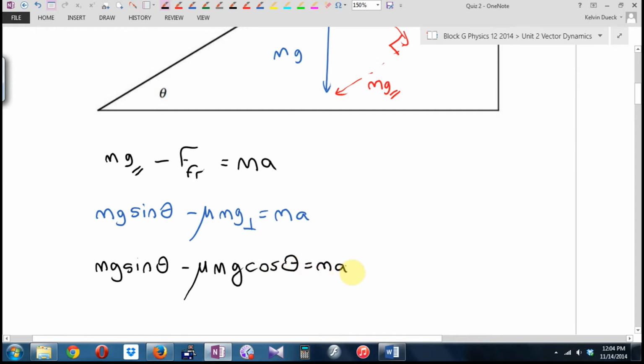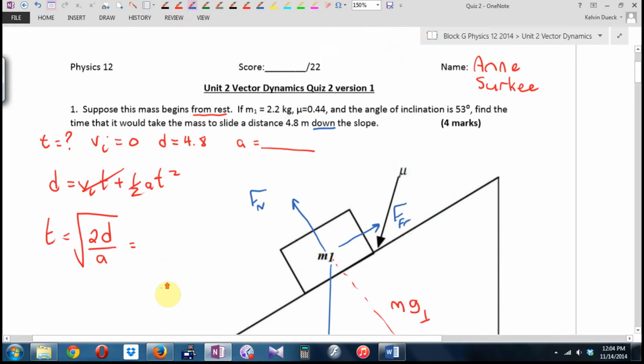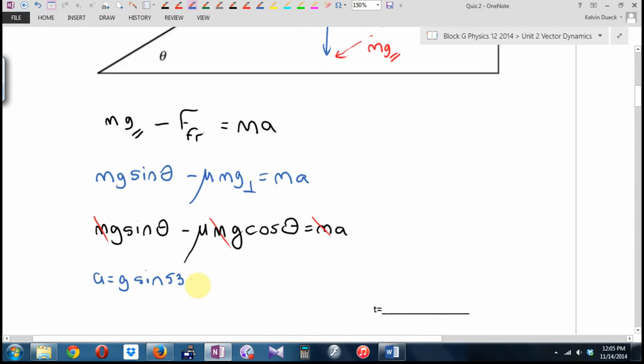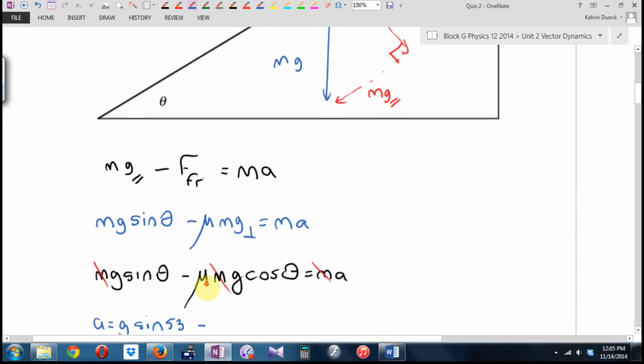Hey, Mickey, is there an m in everything? So what happens to that m there? Cool. So I get the acceleration is going to be g sine, what did I say theta was? 53? Minus, what's mu? I don't know, what's mu with you? 0.44, that's a pretty sticky slope.